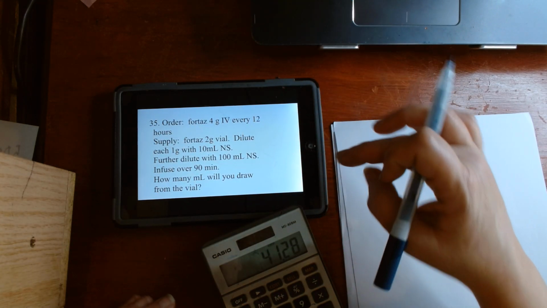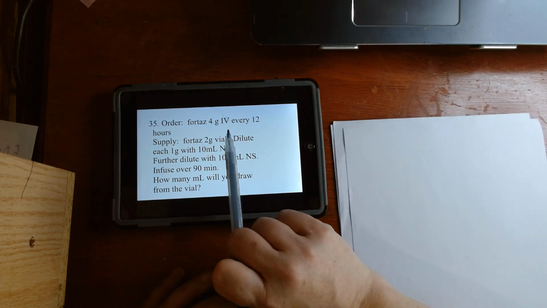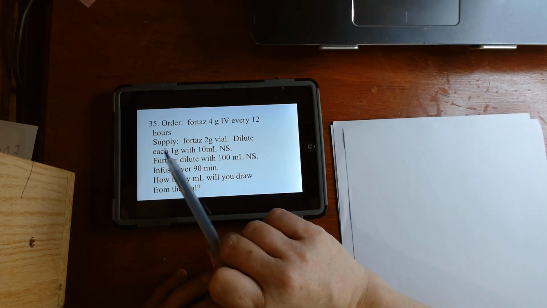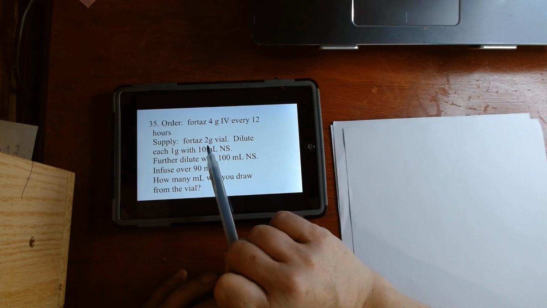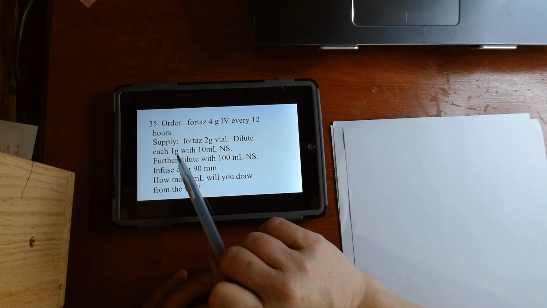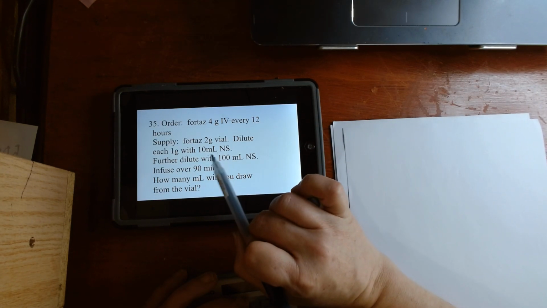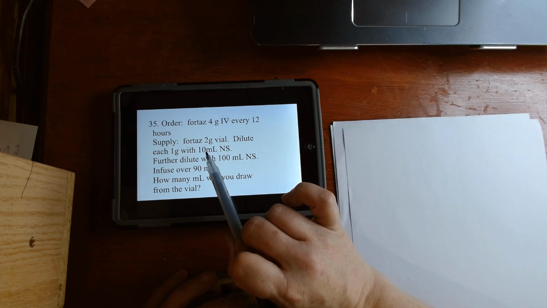Yeah, okay. So this is 4 grams IV every 12 hours. What you have is a 2 gram vial. You got to dilute it. Dilute each 1 gram with 10 milliliters of normal saline. So we got 2 grams, so that's going to be 20.